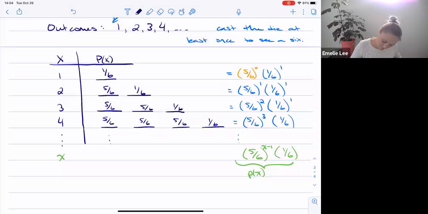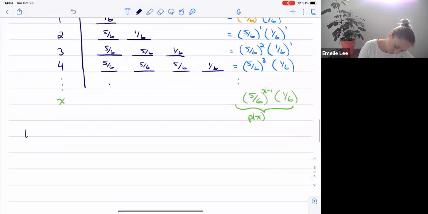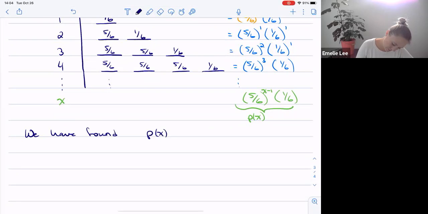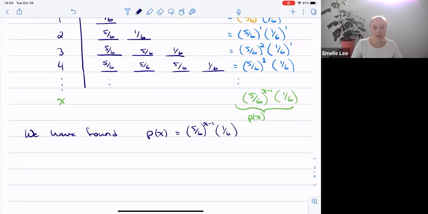So then we have found that P of x is 5 over 6 to the x minus 1 times 1 over 6, for x equal to 1, 2, 3. Those are the individual probabilities.